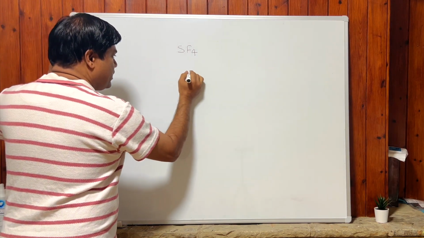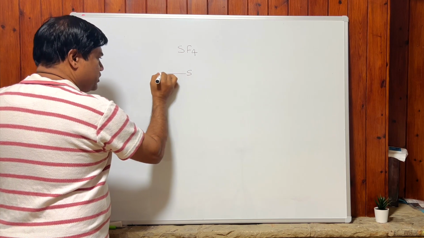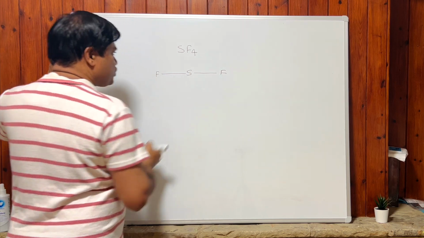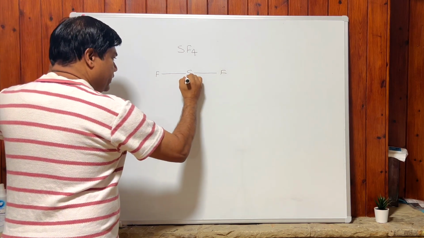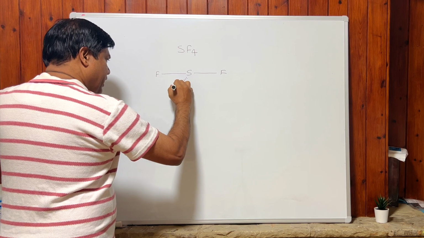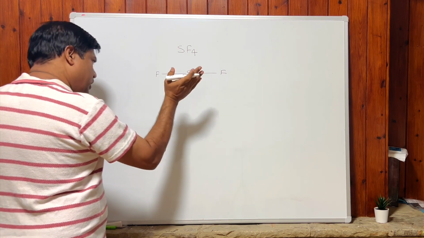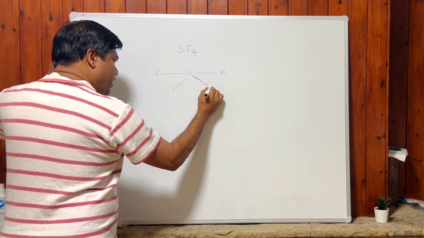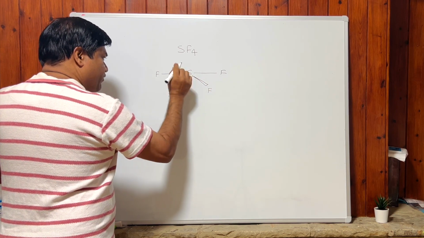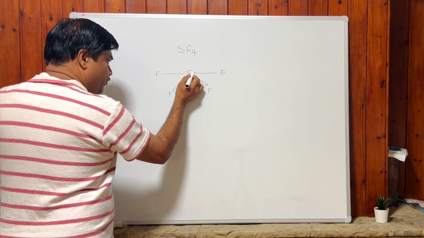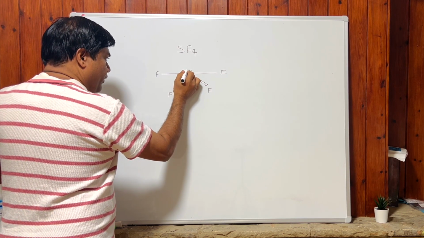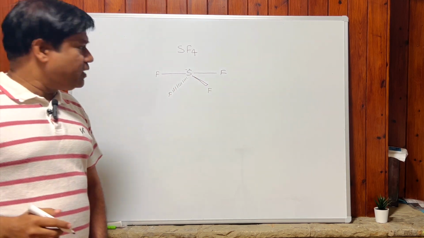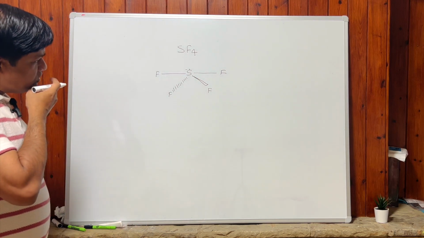Let me draw first. Sulfur is the central atom. 2 fluorine. Sulfur has 6 valence electron. One goes behind the board, and one is like this, like a wedge. F F. Sulfur has 6: 1, 2, 3, 4, 5 and 6. 2 electron left on it. So let me know what's the shape. Any idea?